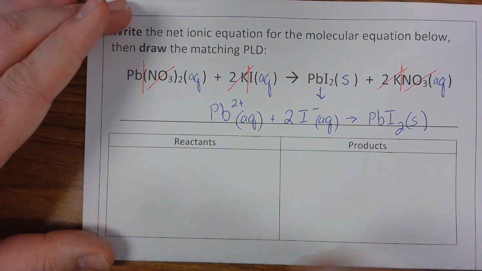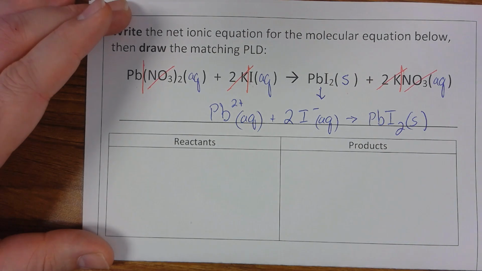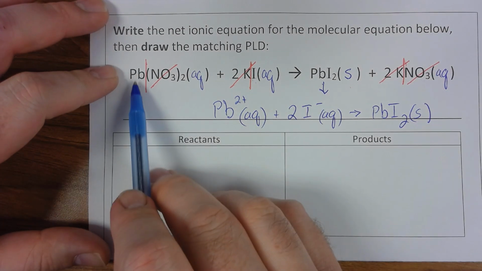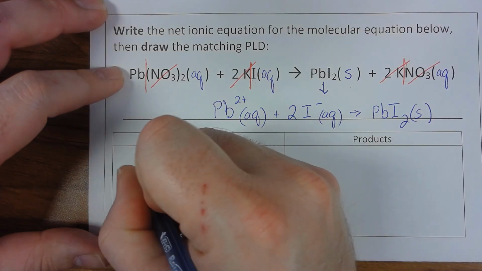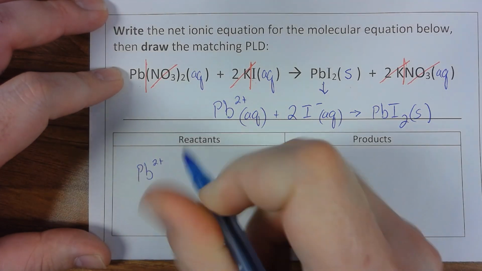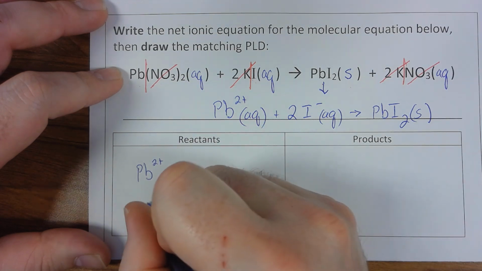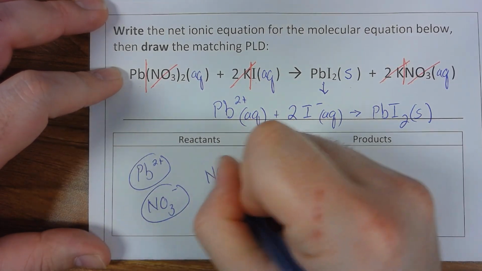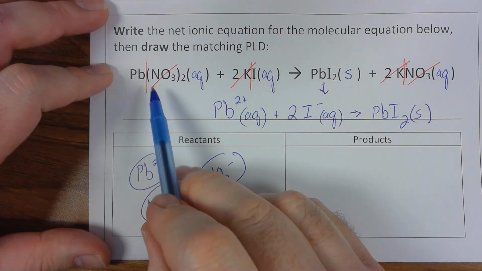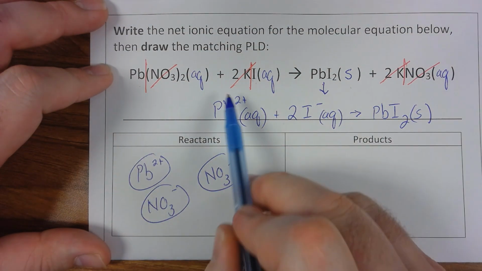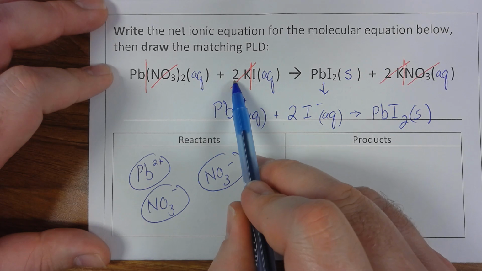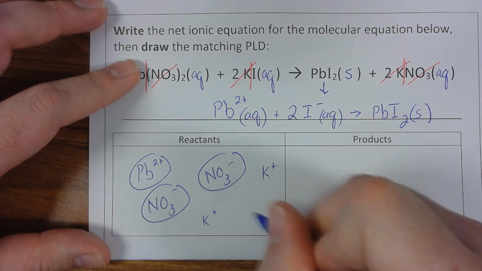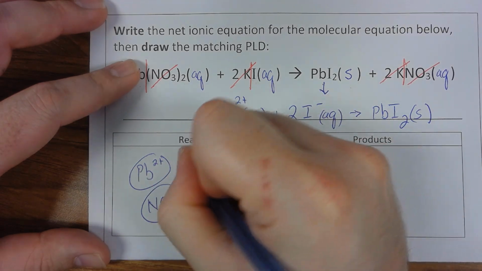All right, now to draw this, you have to kind of pair your concepts with your understandings here. So, first things first, I know that this is going to dissociate. And when it does, I'm going to get Pb2+ and 2 separate NO3s. So this becomes this. Now the KI's are also going to dissociate, giving me 2 K's and 2 I's. So I'm going to draw K+, I-, and I'll put an I- over here.